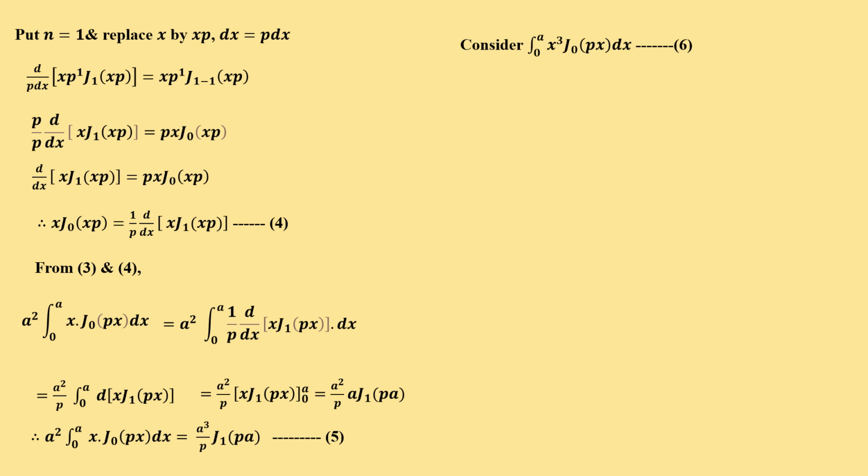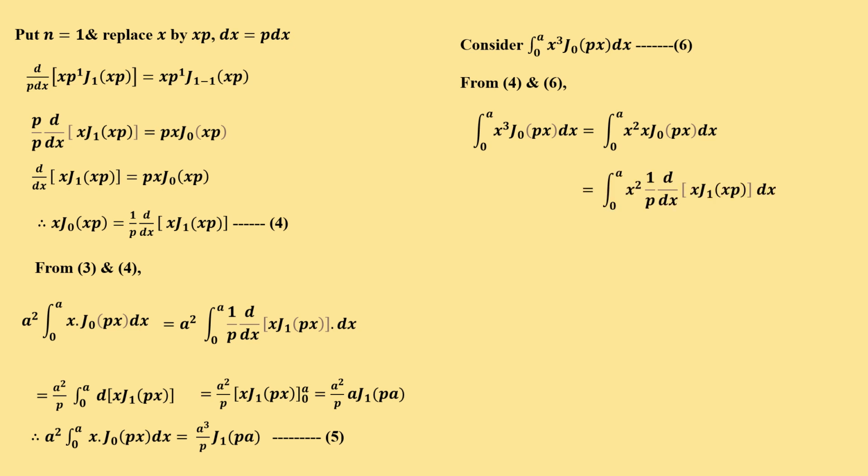Now consider the next integral, 0 to a x cube j naught of px dx, that is equation number 6. From 4 and 6, integral 0 to a x cube j naught of px dx is equal to integral 0 to a x square. We are splitting x cube into two values, x square into x, because we need to replace x j naught of px dx. From x j naught px we know, that is from 4 we can replace easily. So x square into x j naught of px dx is equal to integral 0 to a x square. So replacing x j naught of px by 1 by p d by dx x j1 of xp dx.